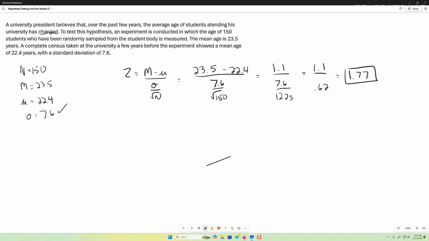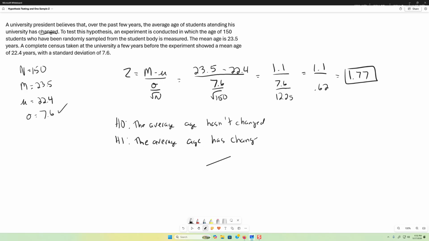So now we have to determine, should we reject the null. So the null here is the average age of students hasn't changed. That's the null, no change. The alternative is non-directional. The average age, you could write of students if you want to be more specific. I'm just writing this because it's hard for me to always write with the tablet. Has changed. Something simple like that. This is non-directional. It's a two-tailed test.